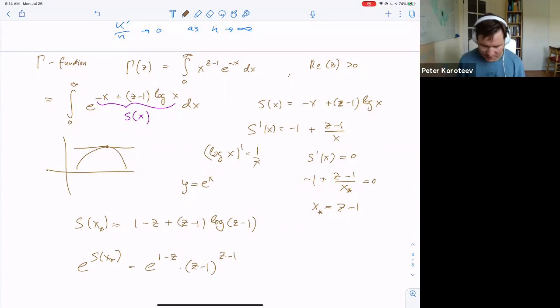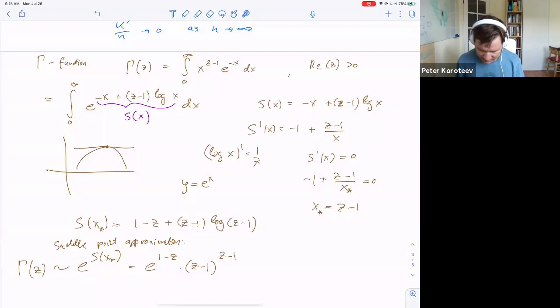Now, there's a theorem in analysis which shows you the asymptotic behavior. You can study what happens to this function as x deviates from this x star position. When x is equal to x star, the main contribution to the value of this integral will come from this so-called saddle point, also called the saddle point approximation. So from the saddle point you get that gamma of z is approximately equal to this thing. It goes as e to the minus z times z minus 1 to the power z minus 1. So that's how this power appears.